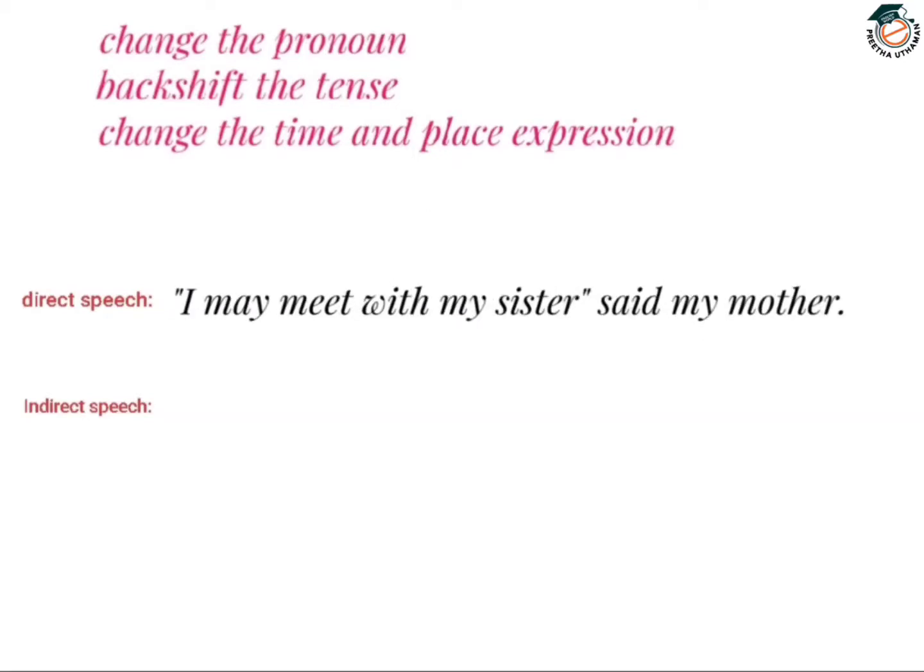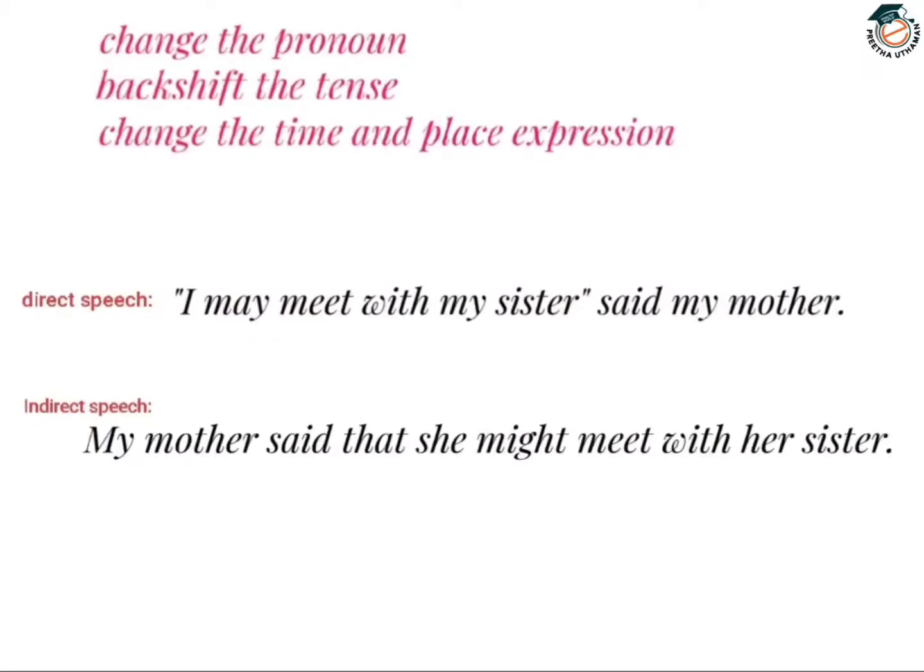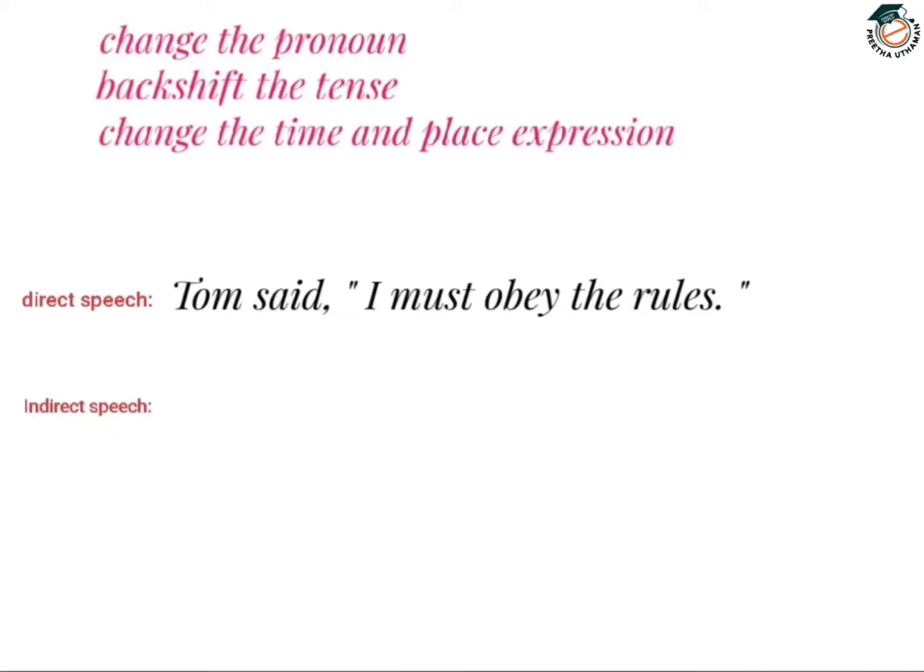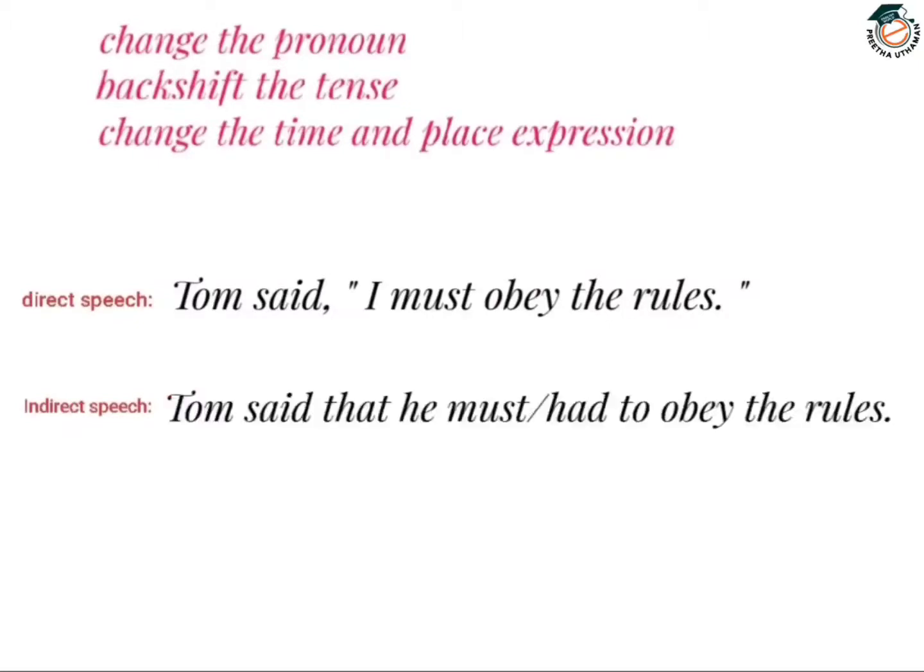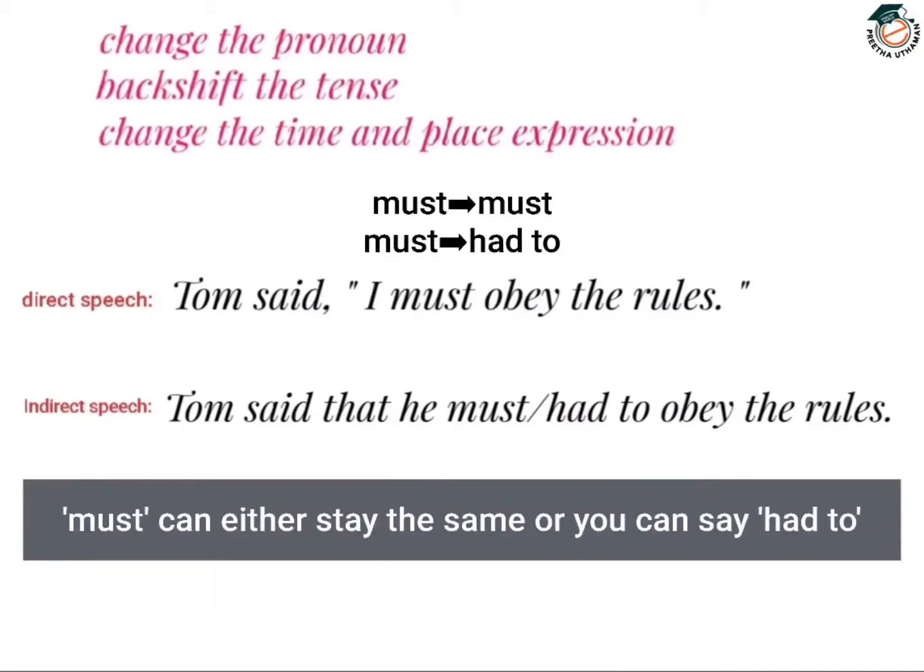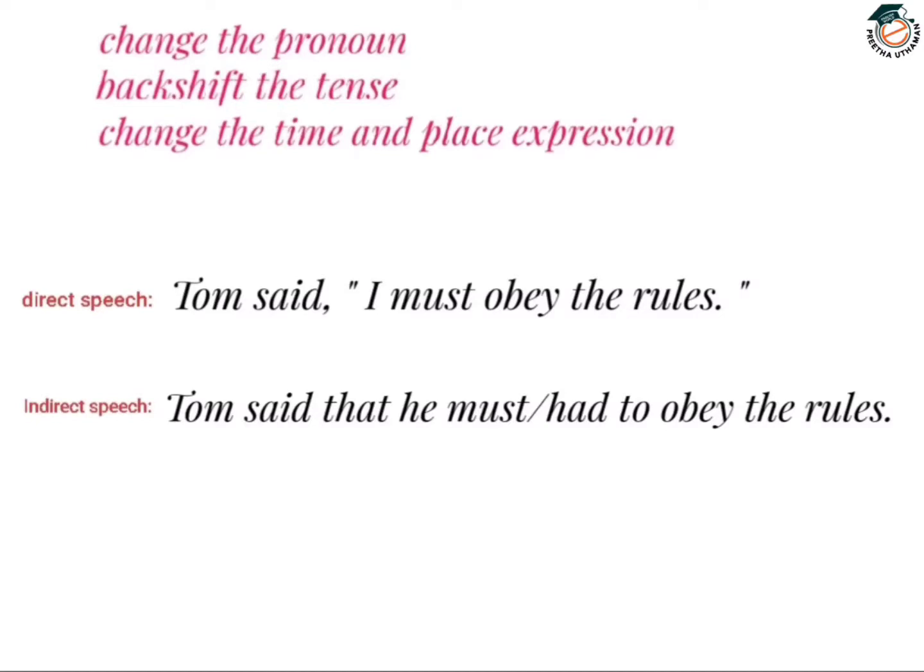Next sentence, "I may meet with my sister," said my mother. Try the answer. Yes, my mother said that she might meet with her sister. I may has become she might. Sentence number 14. Tom said, "I must obey the rules." The answer is, Tom said that he must or had to obey the rules. Both are right. Must can either stay the same or you can use had to.